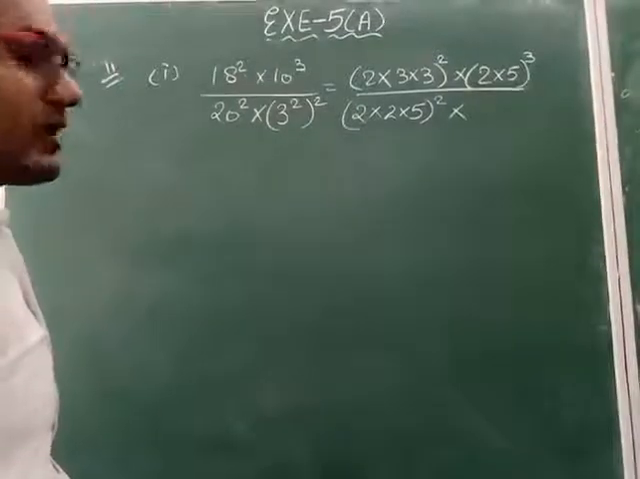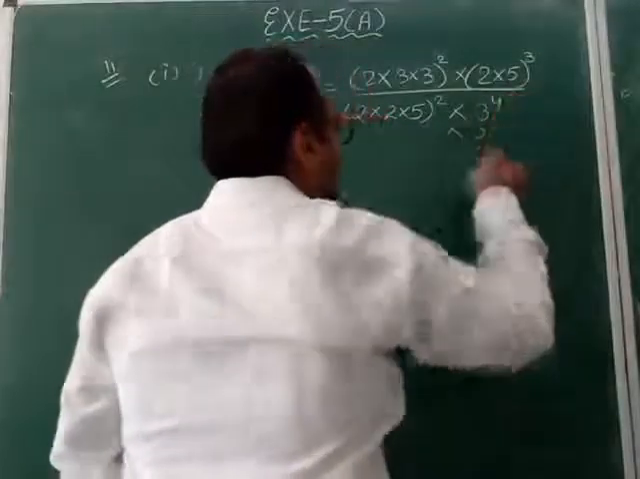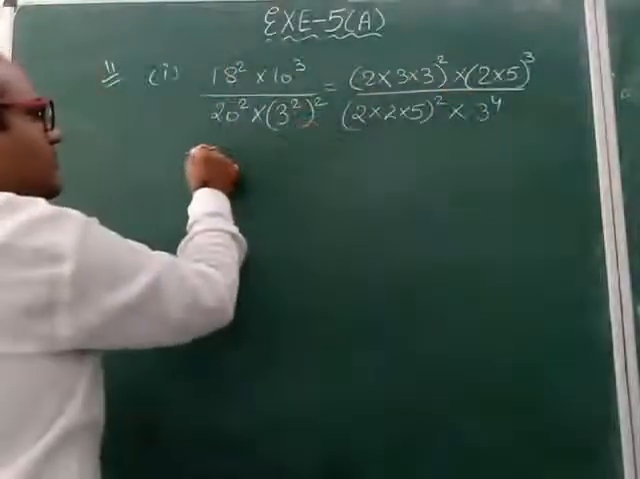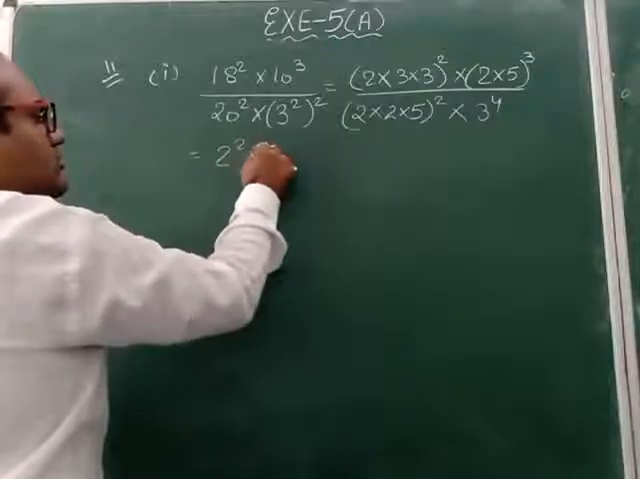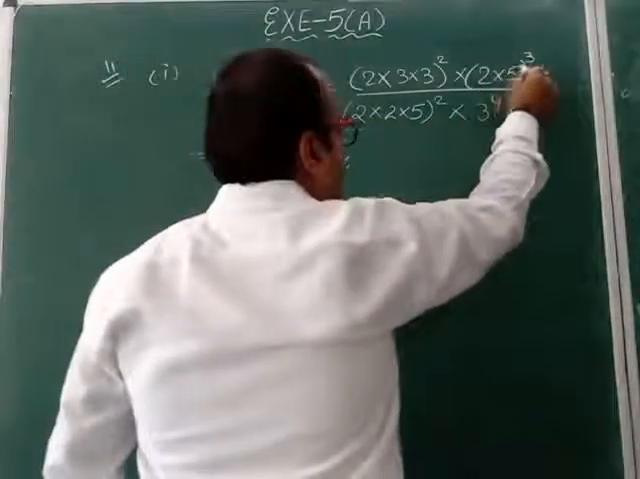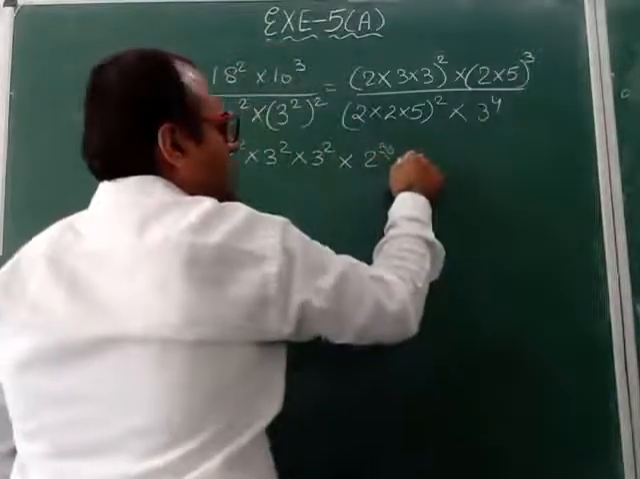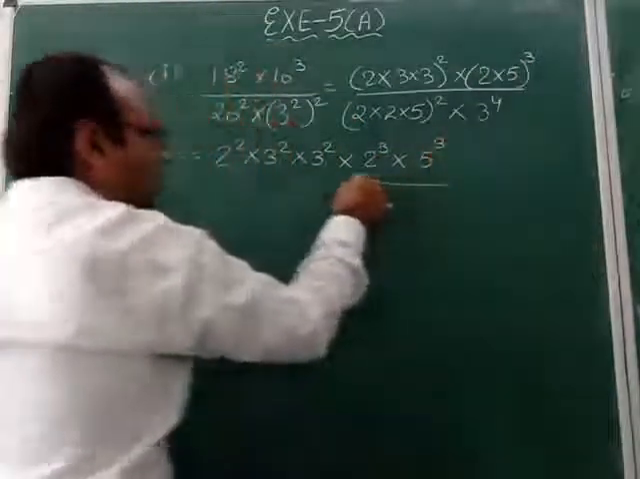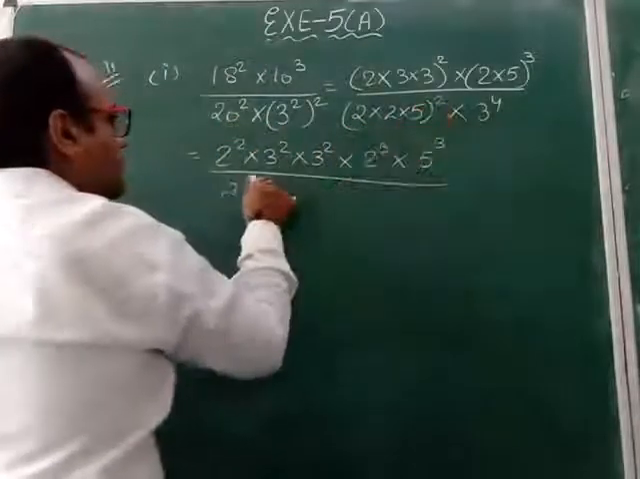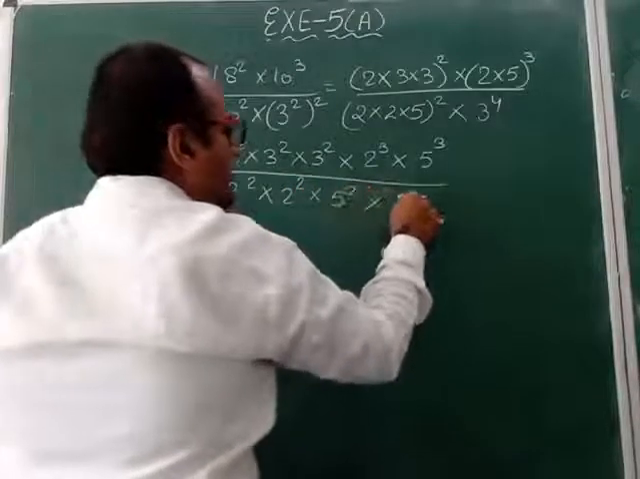So 2 multiply 2 will be 4, so 3 raised to the power 4. Next step, this power 2 we will take on each and every number: 2 power 2, 3 power 2, 3 power 2. Same work we have to do here; the power 3 we will take on both the numbers. 2 power 3, 5 power 3 upon 2 power 2, 2 power 2, 5 power 2, 3 power 4.